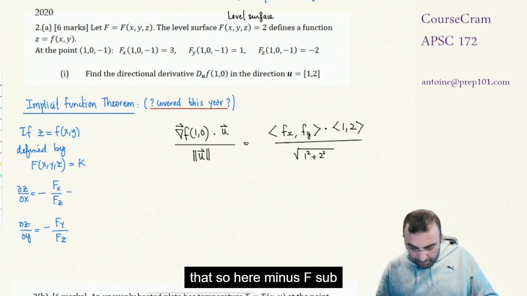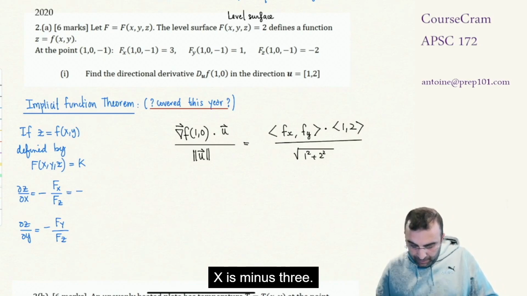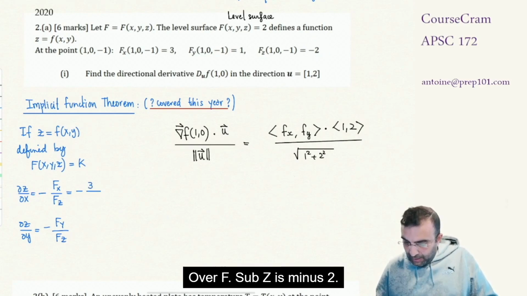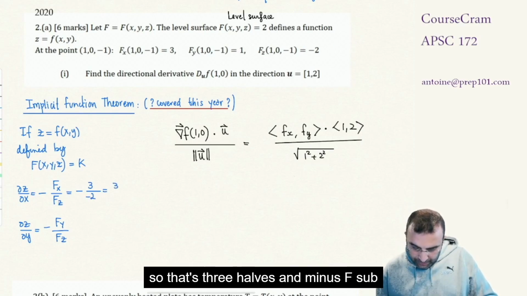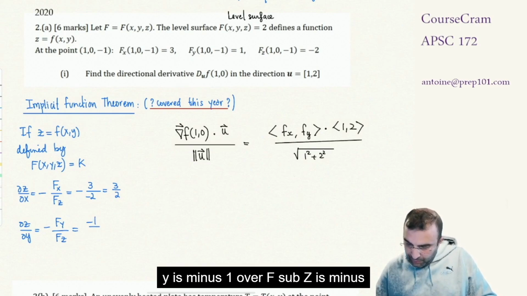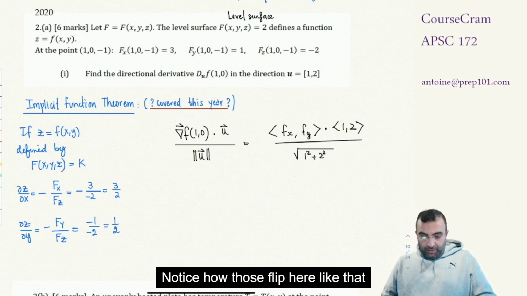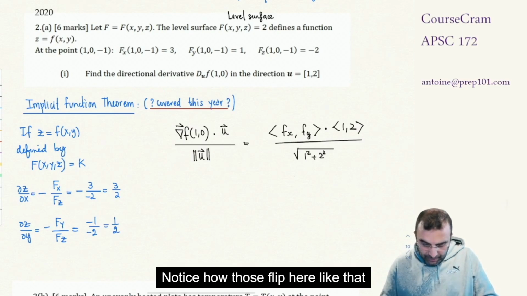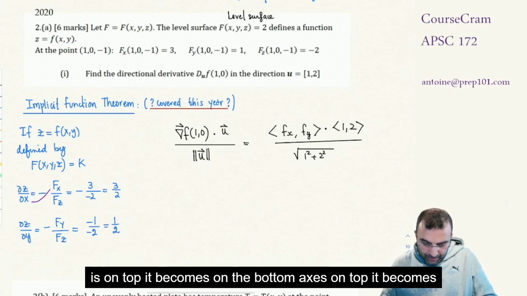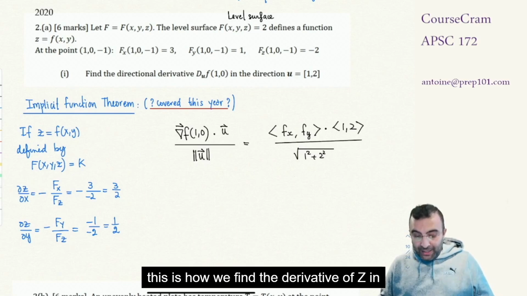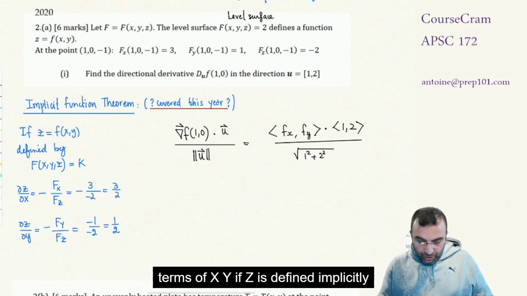So here, minus f sub x is minus 3 over f sub z, which is minus 2. So that's 3 halves. And minus f sub y is minus 1 over f sub z, which is minus 2, which is a half. Notice how those flip here: z is on top, it becomes the bottom; x is on the bottom, it becomes on top. And this is how we find the derivative of z in terms of x, y if z is defined implicitly.